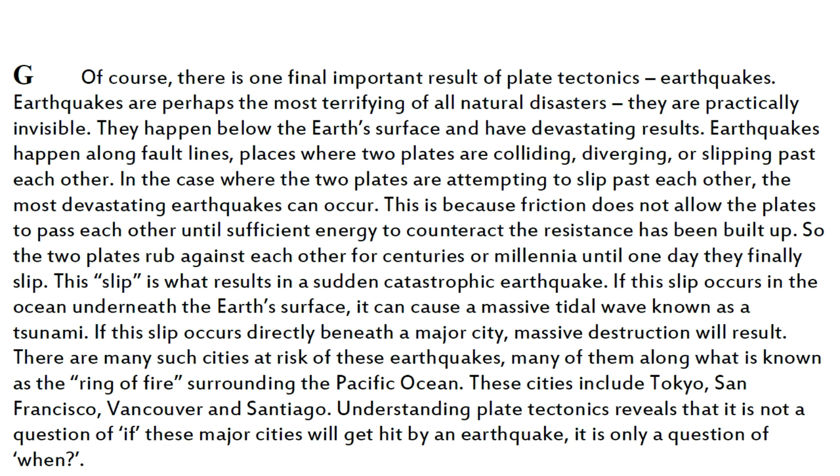If this slip occurs in the ocean, underneath the Earth's surface, it can cause a massive tidal wave known as a tsunami. If this slip occurs directly beneath a major city, massive destruction will result. There are many such cities at risk of these earthquakes, many of them along what is known as the Ring of Fire, surrounding the Pacific Ocean. These cities include Tokyo, San Francisco, Vancouver, and Santiago.